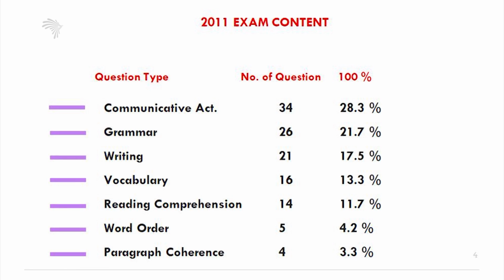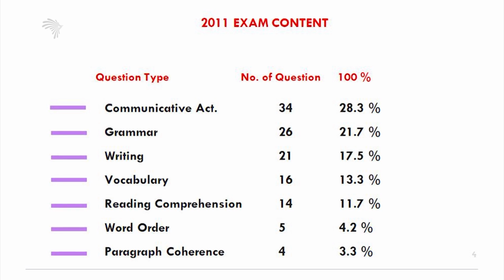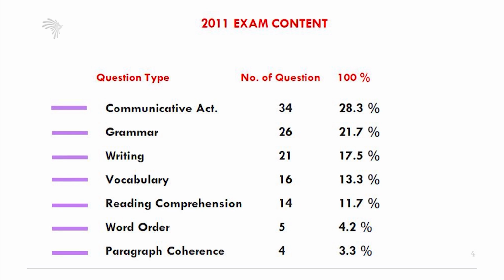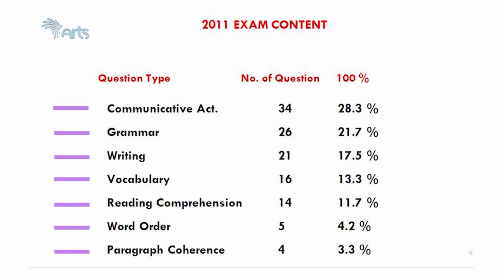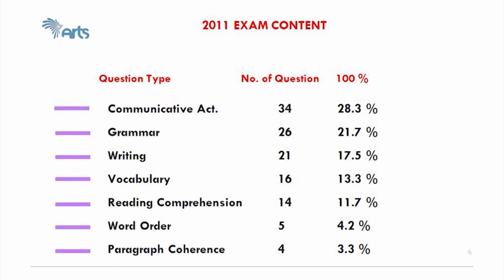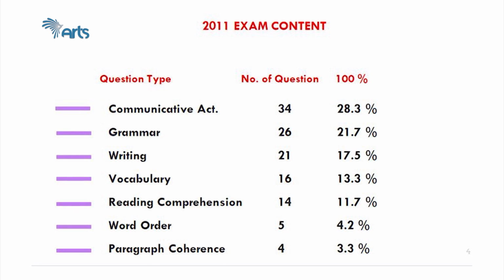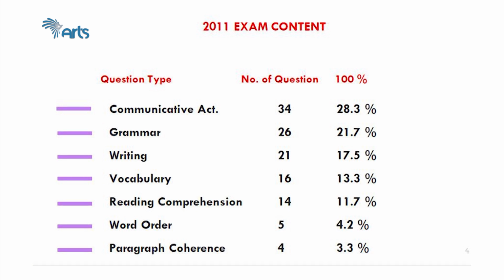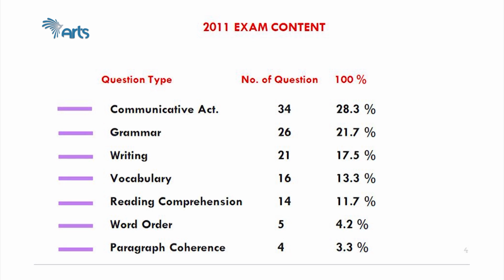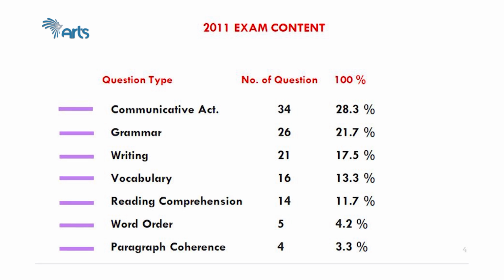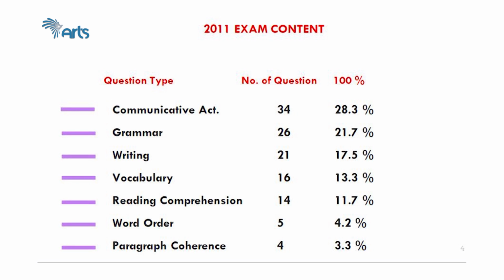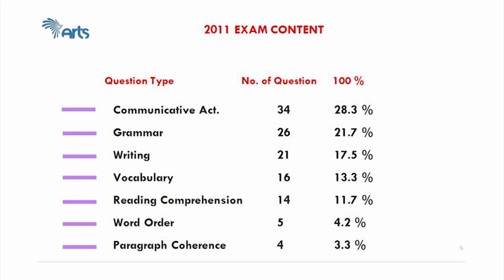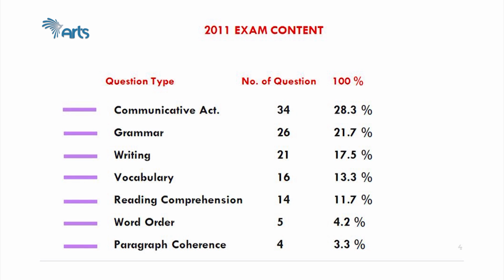Vocabulary takes 16 questions and it is 13.3% of the whole. Reading comprehension has 14 questions. Word order 5. Paragraph coherence 4. So this is an example, but in some cases the vocabulary might take the most of the questions. In some years there's a writing taking up about 30 questions. This is just for an example.